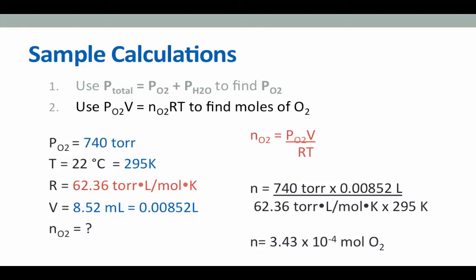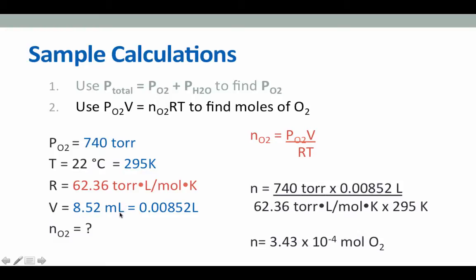Alright, so now that we have the pressure of oxygen equals 740 torr, our room temperature was 22 degrees Celsius, which is approximately 295 Kelvin. I know that I'm going to be using the ideal gas constant in terms of torr because that's what my pressure is. So that's going to be 62.36 torr liter per mole per Kelvin. I can now enter in the volume change that I saw in my burette. So here my example is 8.52 milliliters.